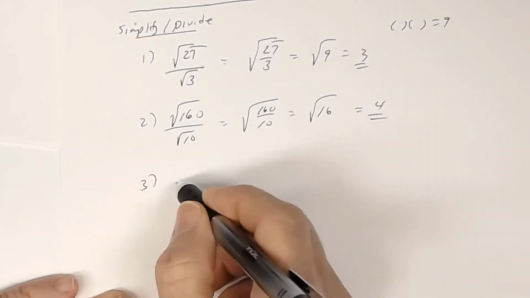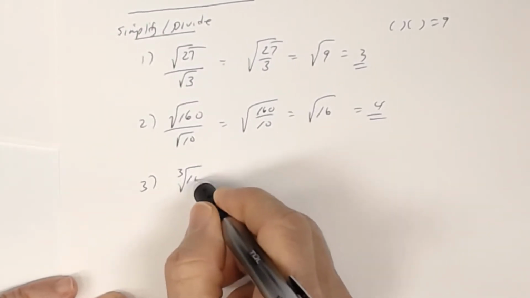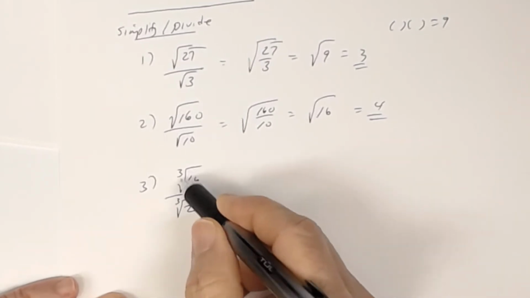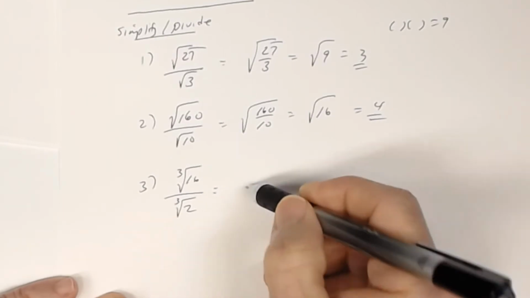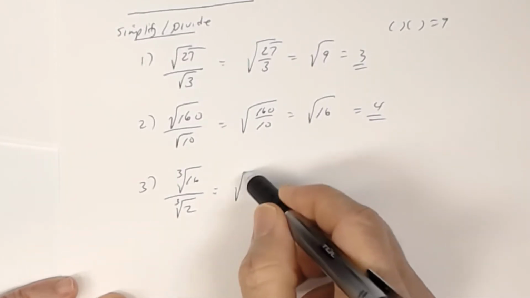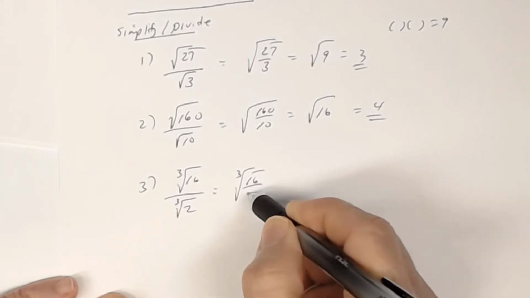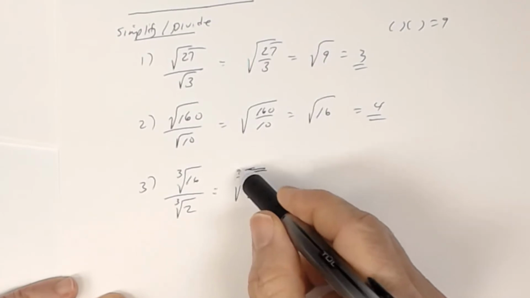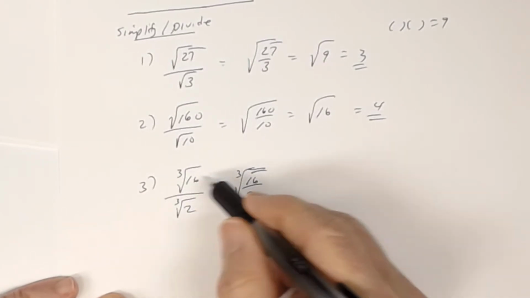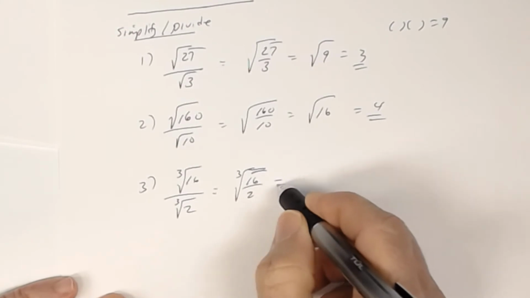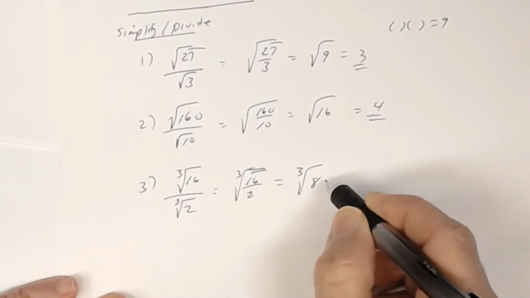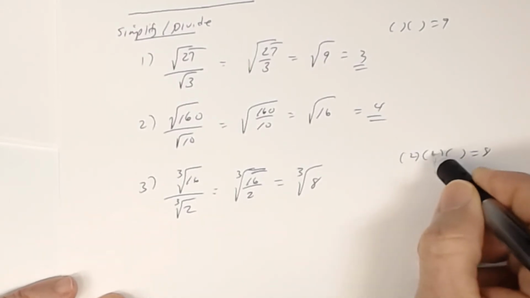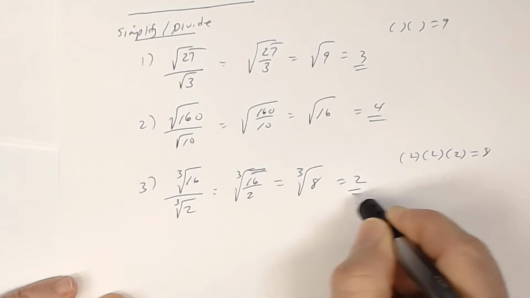Number 3, we have the cube root of 16 divided by the cube root of 2. So notice this time again the indices are the same, and so I get the cube root of 16 divided by 2. I can write this as one radical now. Don't forget the cube root though. Make sure you put a 3. If there's no number there, it's a 2, and it's no longer mathematically correct. So it becomes the cube root of 8. And remember, the cube root of 8 means what times itself 3 times is 8. And so the answer is 2.